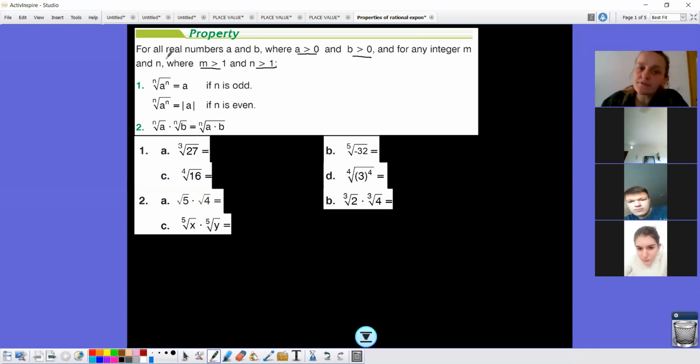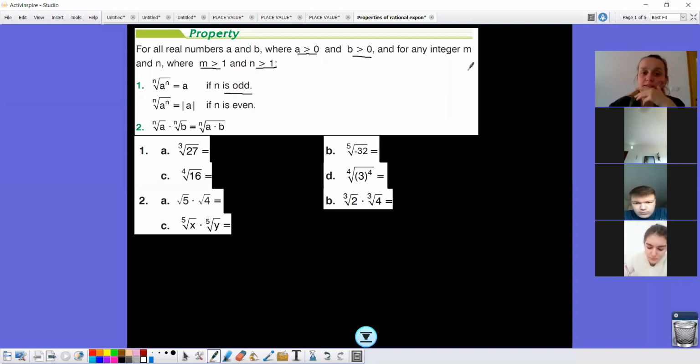So if we have the nth root of a to the power of n, it is directly a, we can take it out as a if n is odd. But if n is an even number, when you take it out from the nth root, you will take it out as an absolute value, okay? Why? What do you think?